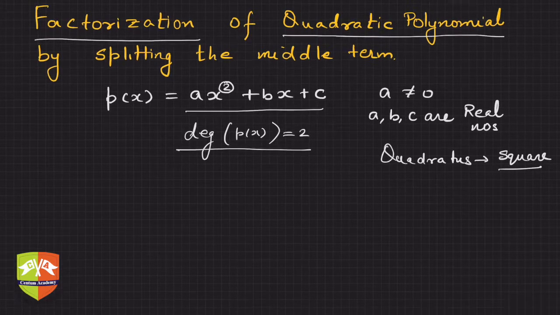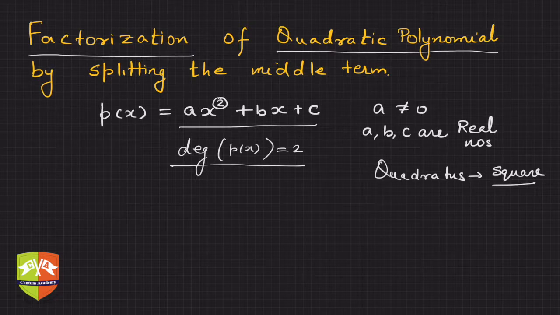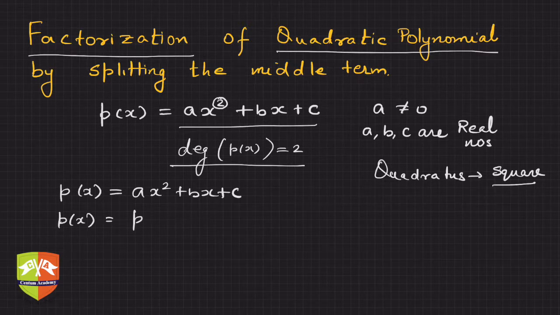Now how to factorize it? So basically we have to express px into two factors. So px is equal to ax squared plus bx plus c. I am saying after factorization, let us say px will be of the form (px plus q) and (rx plus s). These are the two factors, right? Now any quadratic polynomial will have at max two linear factors.